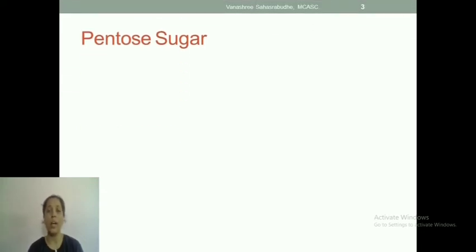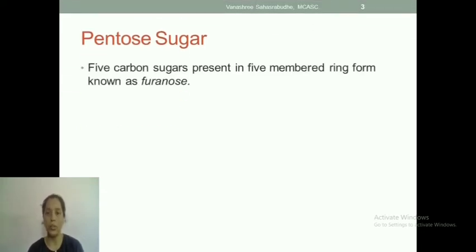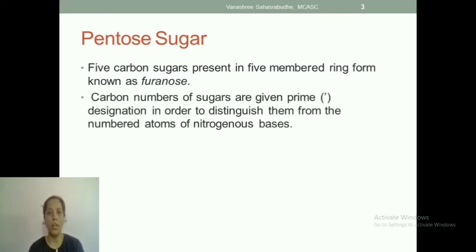As the name suggests, it is a 5-carbon sugar, it is an aldose sugar, and it contains a 5-membered ring form. The 5-membered ring form is called furanose. By the way, the other one you know is pyranose, which is present in glucose. It is a 6-membered ring structure. Here we have a 5-membered furanose ring structure. Now it is important that the carbon numbers of the sugars in nucleic acids are designated by a prime, just to distinguish them from the carbons of nitrogenous bases.